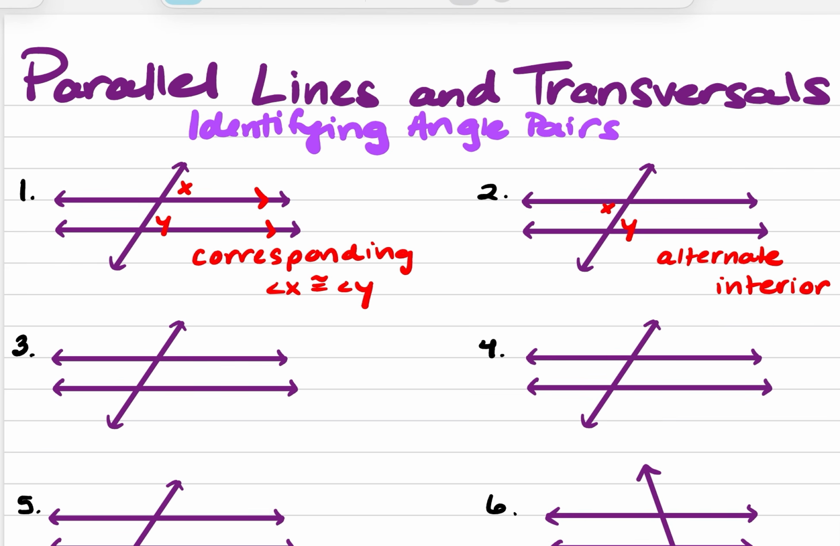Now, alternate interior, x is on the left, y is on the right, x is below its respective line, and y is above. So they're alternating over the transversal, and they're on the interior, the inside of those parallel lines. And angle x is congruent to angle y here, either by a rotation or a reflection in a translation.